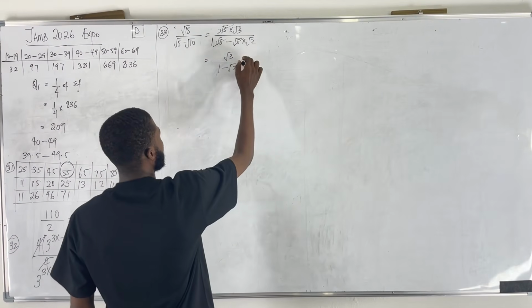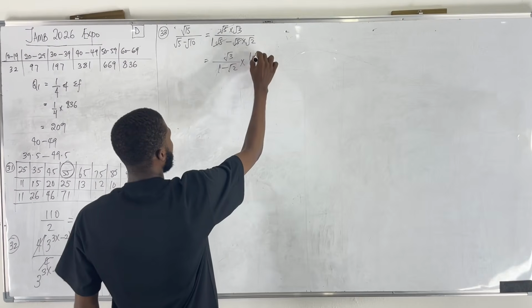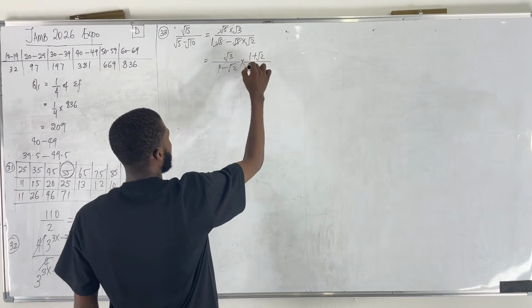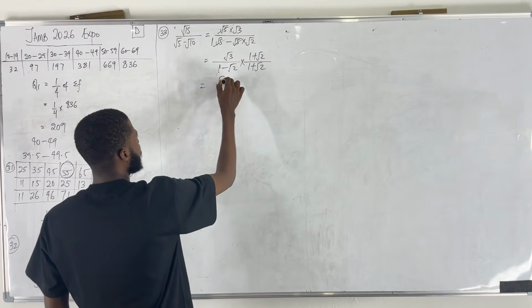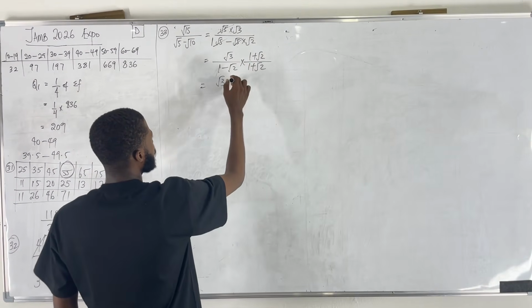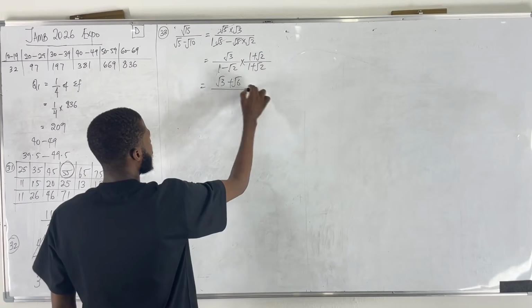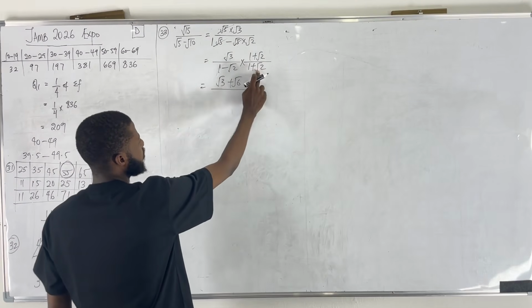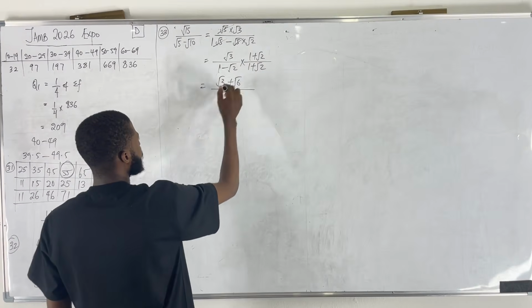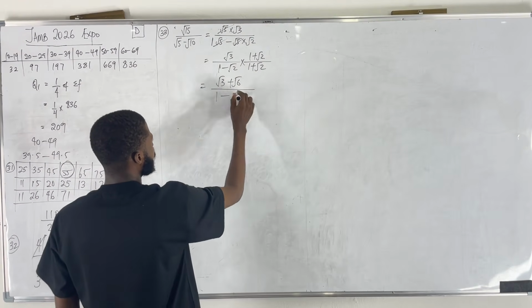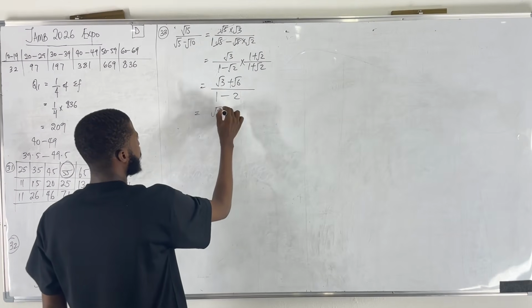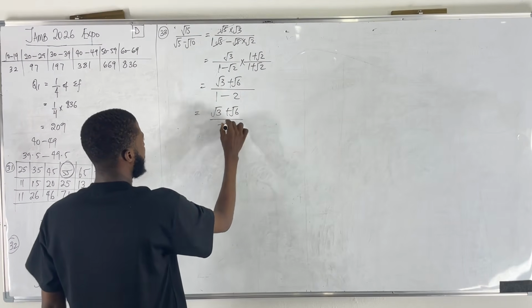Now here we're going to rationalize. So I'm going to times this by 1 plus root 2 divided by 1 plus root 2. Root 3 times 1 is root 3. Root 3 times 2 is root 6. Then for this one, if you want to times, use difference of squares. 1 times 1 is 1. Minus times plus is minus. Root 2 times root 2 is 2. So this is root 3 plus root 6 divided by minus 1.